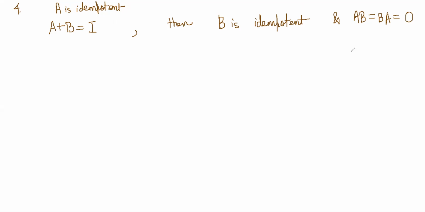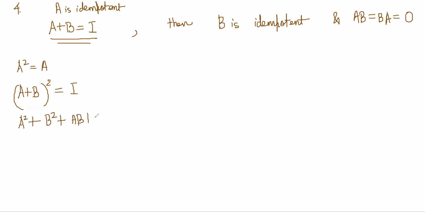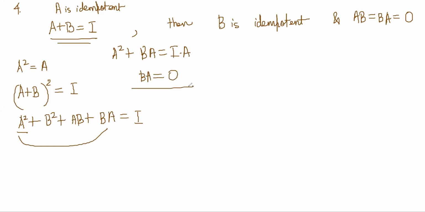Why? Let's check whether this is true or not. A is idempotent means A square is equal to A. A plus B is equal to I, so A plus B whole square is equal to I. That becomes A square plus B square plus AB plus BA is equal to I. If you multiply A into A plus B is equal to I, you get A square plus AB, or BA, whatever, is equal to A. So then A square and A get cancelled. So BA is equal to 0 we get. Same thing, we get AB also is equal to 0.